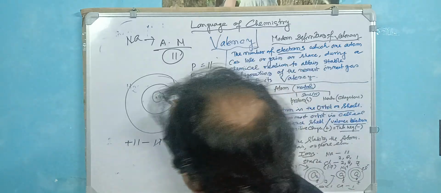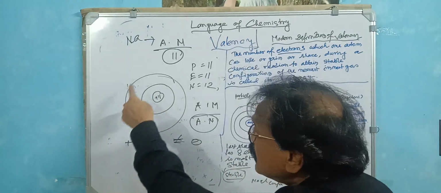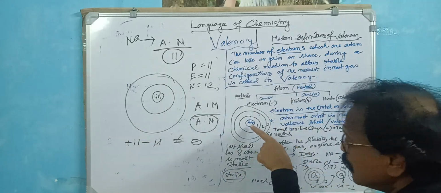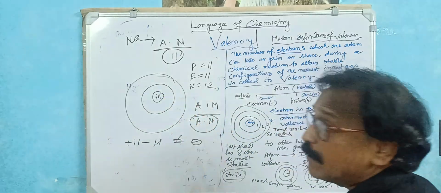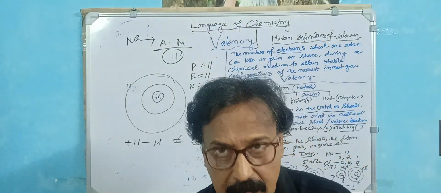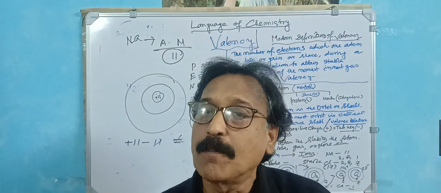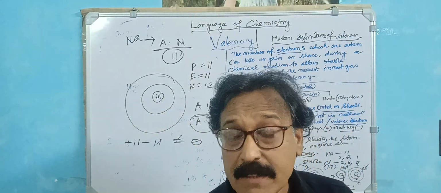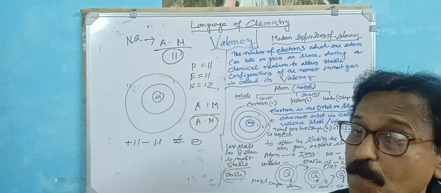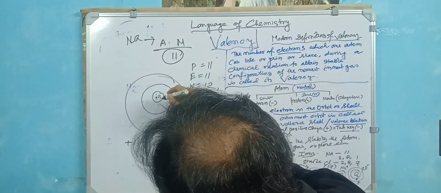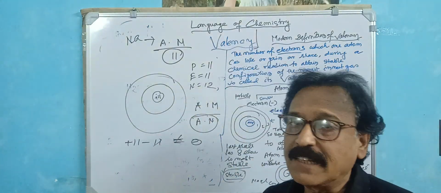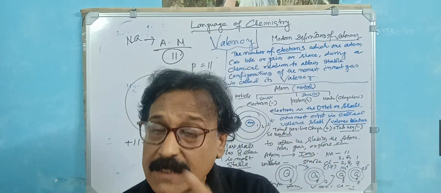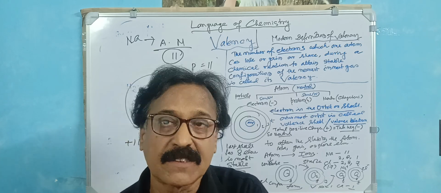And the atomic mass is concentrated in the center part. Here are the different orbits. Protons and neutrons are located here, but the electrons are in the different orbits, that is, energy levels, discovered by Niels Bohr, the Danish scientist. This is the first shell, second shell, third shell. First shell 2, second shell 8 maximum, third shell 18.